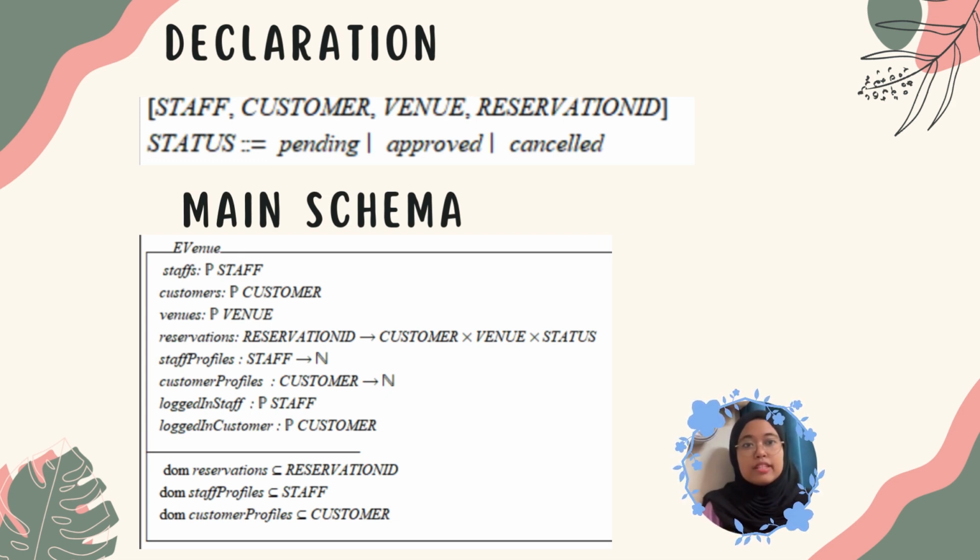So before we go into the actual flow, the system first defines the basic components we will be working with. We declare some unique identifiers like staff ID, customer ID, venue ID and reservation ID. The system also defines the status of a reservation, which can be either pending, approved or cancelled. These definitions act as the foundation for how our system will operate.